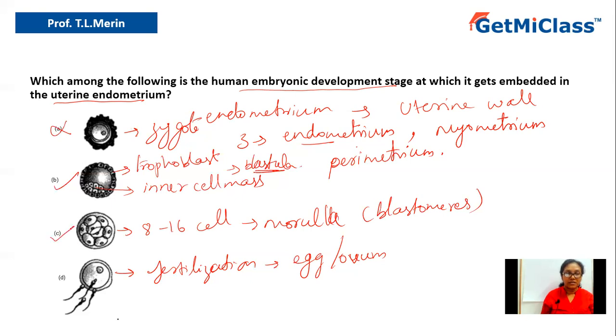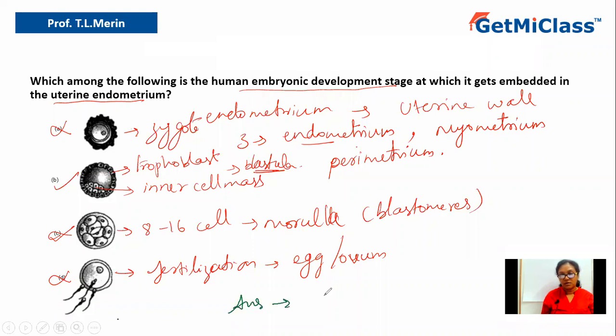Option C is the morula stage, which is just before the blastula stage, hence it is ruled out. Option D is just the egg getting fertilized, so it is not yet ready to be implanted in the endometrium, hence it is ruled out. So the correct answer is option B. Which stage is that? That is the blastula stage. So that is option B.